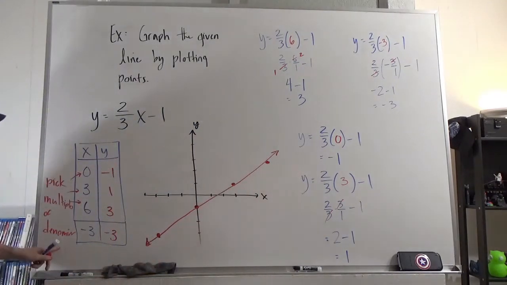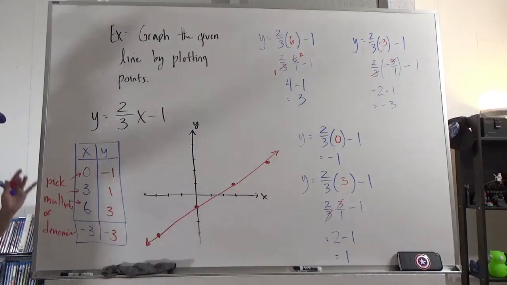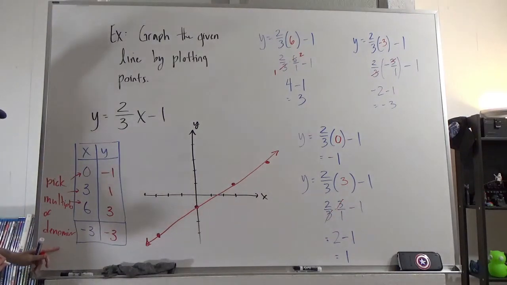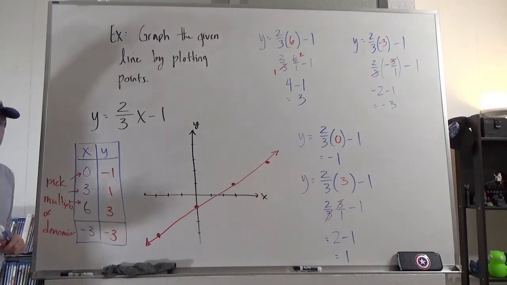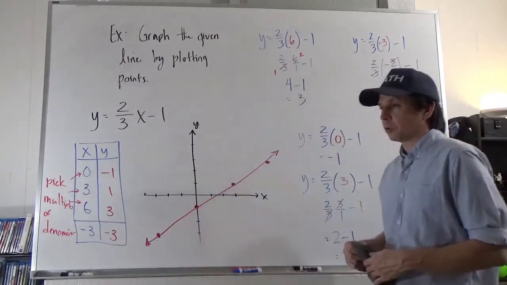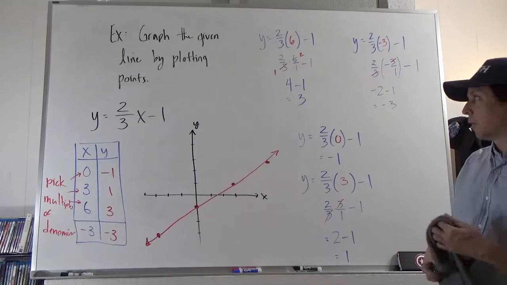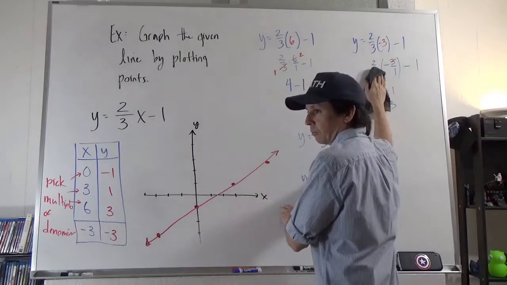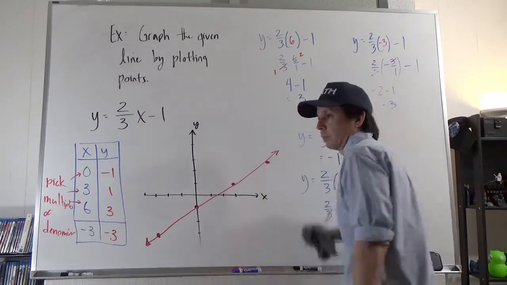Okay, so that's a key thing when you're given fractions as your slope and you want to do these plotting points. It helps you to pick your points strategically by choosing something that's going to cancel the denominator and give you whole numbers, and that would be multiples of that denominator. Okay, I'm going to pause it here.